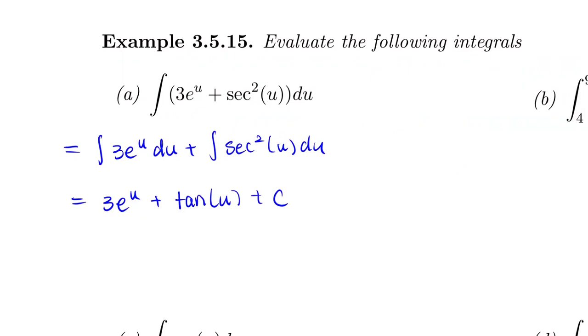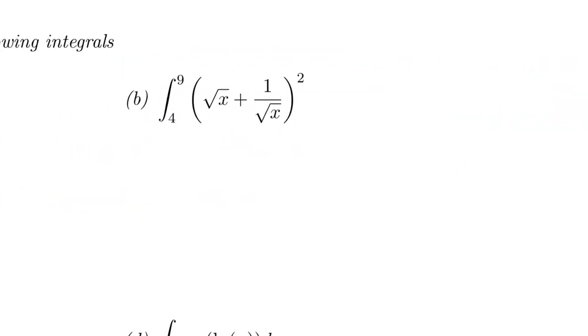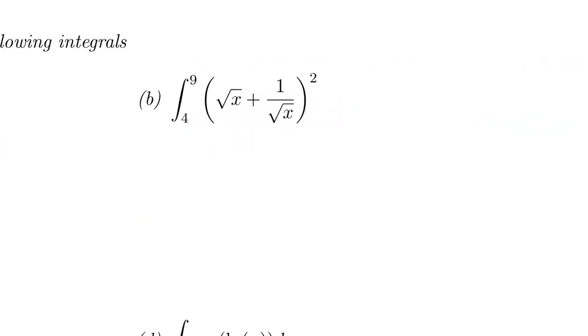As for the second part, let's have a look at part B. We have the integral from 4 to 9 of root of x plus 1 over root of x, the whole thing squared, and dx out here. So let's go ahead and expand all this. We have the integral from 4 to 9.